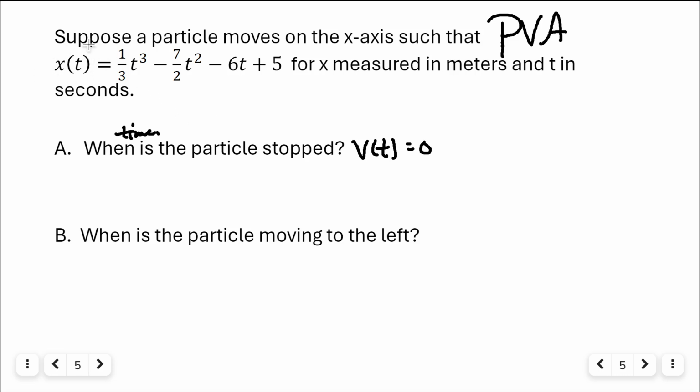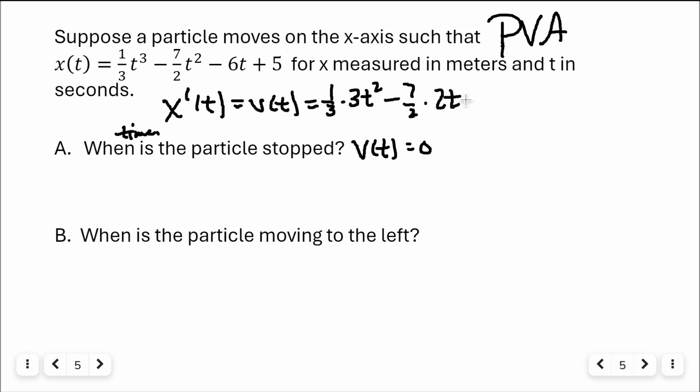So I have the position function here in my slide. x of t is given. So I would need to find x prime of t to get the velocity function. I'm going to leave the 1/3 out of it. The derivative of t cubed is 3t squared. Minus 7 over 2, the derivative of t squared is 2t. The derivative of negative 6t is negative 6, and the derivative of 5 is nothing. So those 2's cancel, those 3's cancel, and it leaves me with a velocity function of t squared minus 7t minus 6.